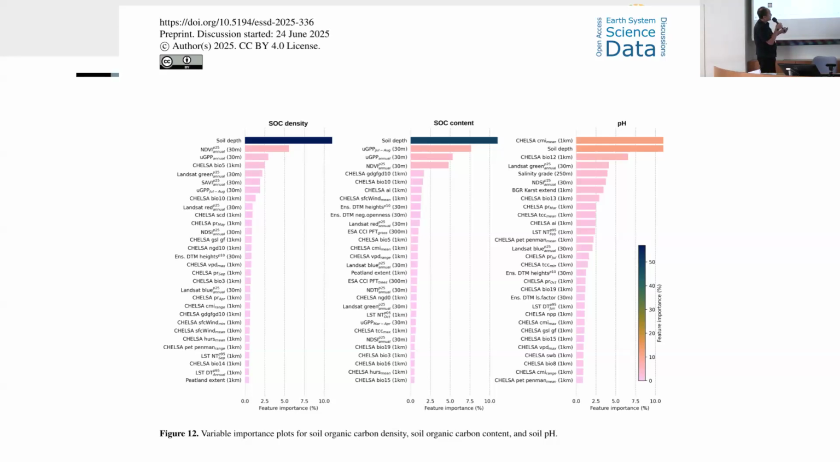For pH, we can see some Landsat bands, but we also see salinity grade, which makes sense, and we have the NDSI from Landsat. We also see geological material, the extent of karst, which is important for pH. This also matches very well our previous knowledge of soils and pedology.